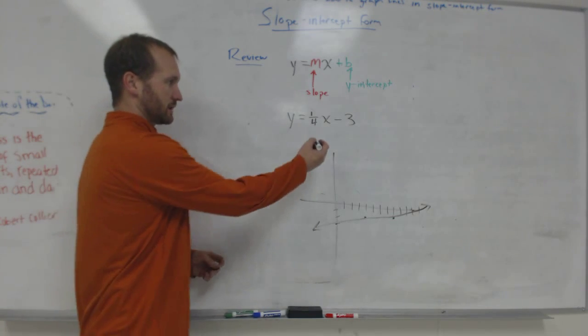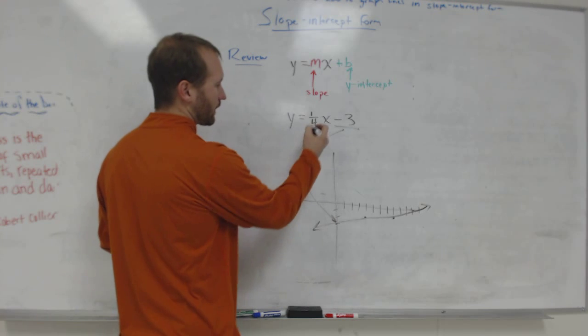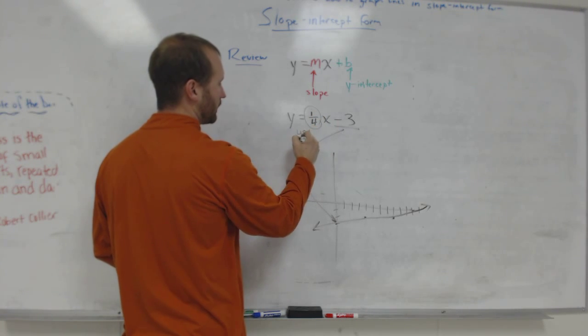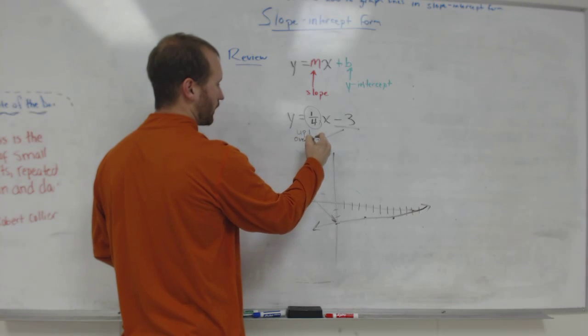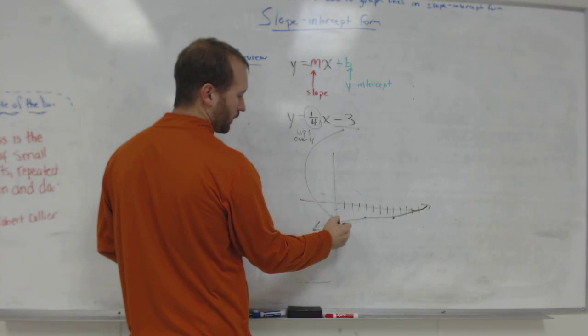I'm positive, so I start with a -3. That tells me the intercept. Then I look at the slope. This tells me to go up 1 over 4, and I just repeat that. So up 1 over 4.